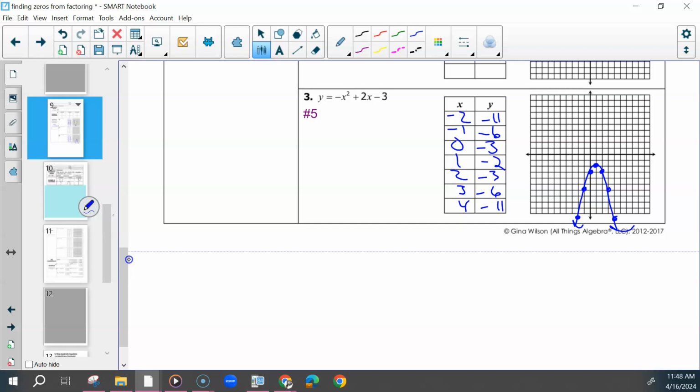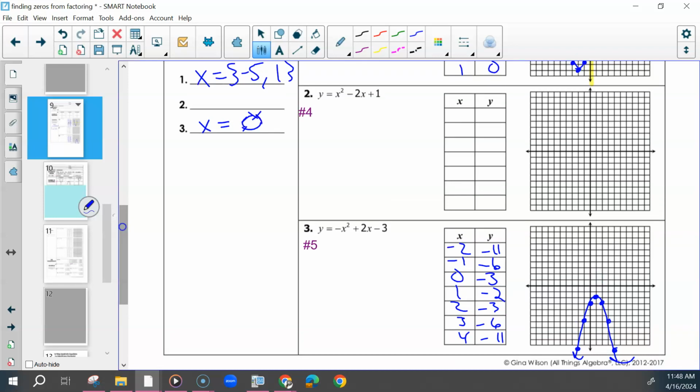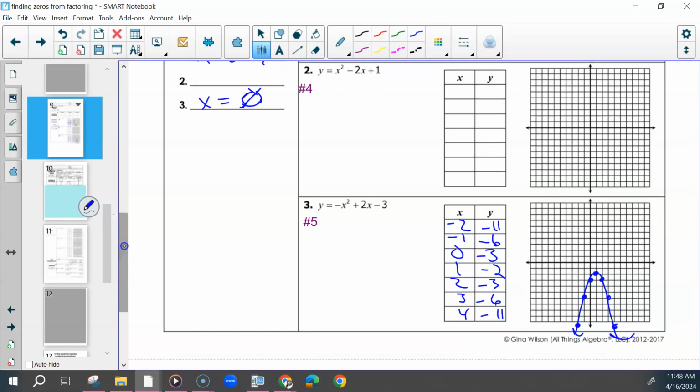How many solutions does this have? 1. Does it cross or touch the x-axis? So it doesn't have any. No solution. You write that like this. On the next page, you're going to ignore the stuff about the discriminant. We're not talking about that this year.